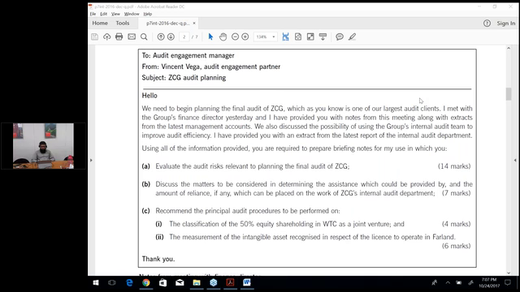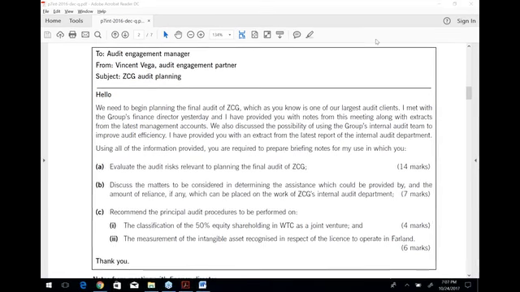Yes, the audit evidence should meet that. So please take 10 minutes and try to attempt this.